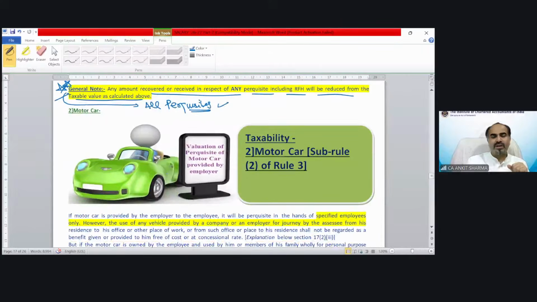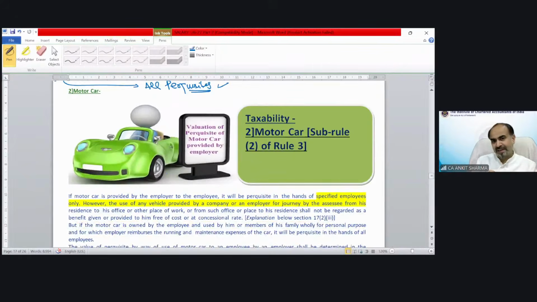Now the motor car perquisite. As you have seen, we have gone through the 5 cases of rent-free house perquisite, and in my opinion, and it is true, rent-free house is considered a complicated perquisite. In all the perquisites we have gone through, rent-free house and car facility have multiple cases. As you can see, there were almost 5 cases. So do you think rent-free house is a difficult or complicated perquisite?